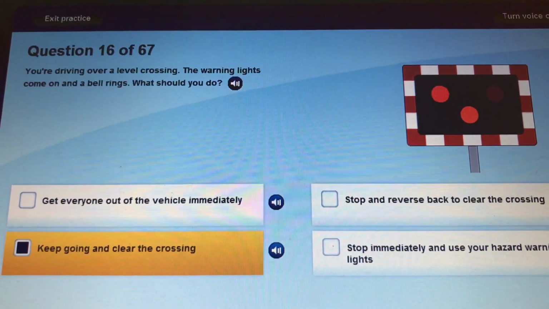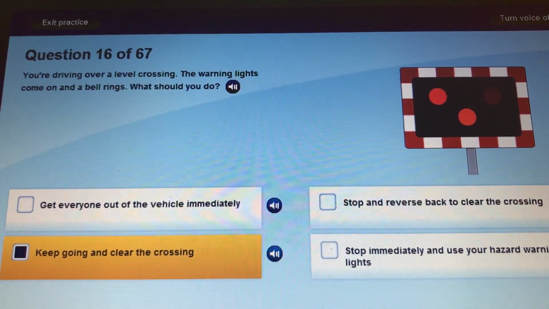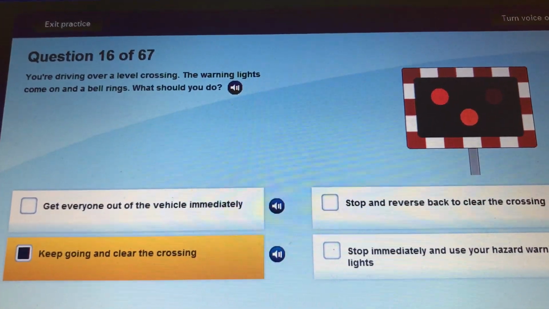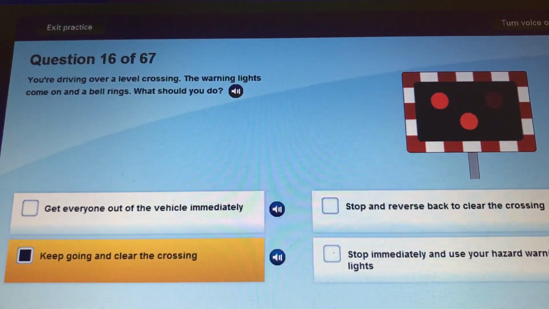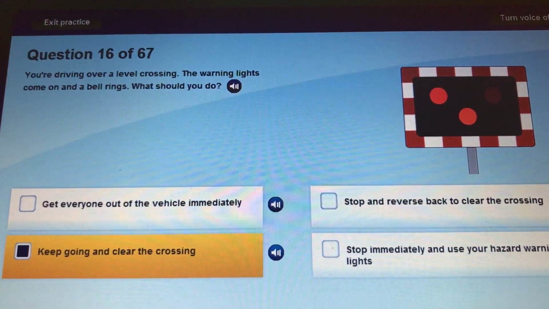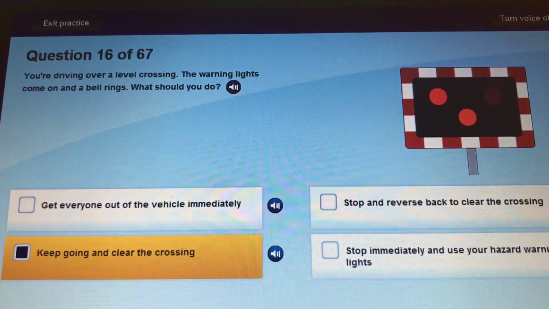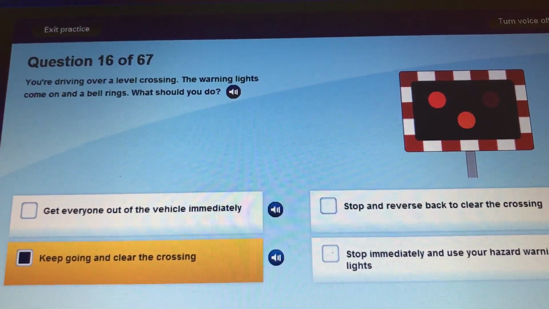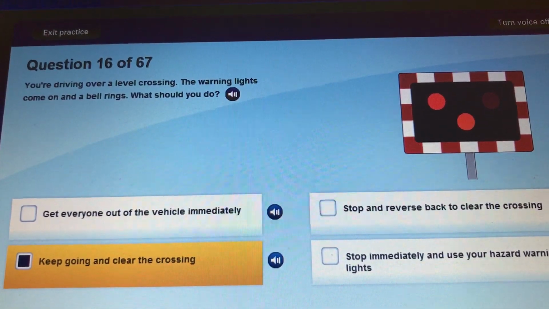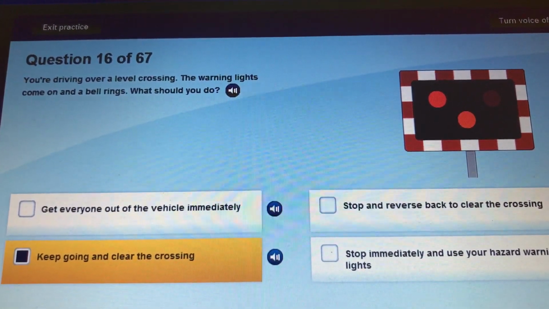You are driving over a level crossing. The warning lights come on and a bell rings. What should you do? You are already over the level crossing. You should keep driving, keep going so you can clear the crossing area.